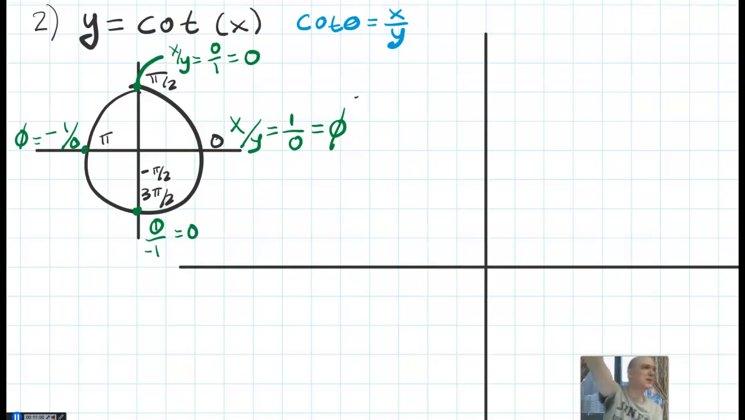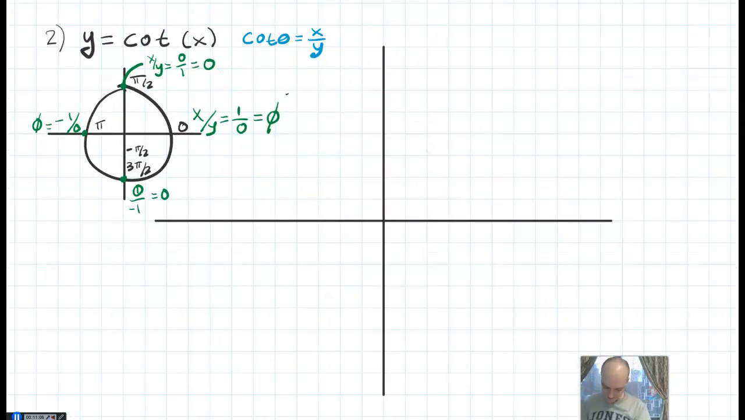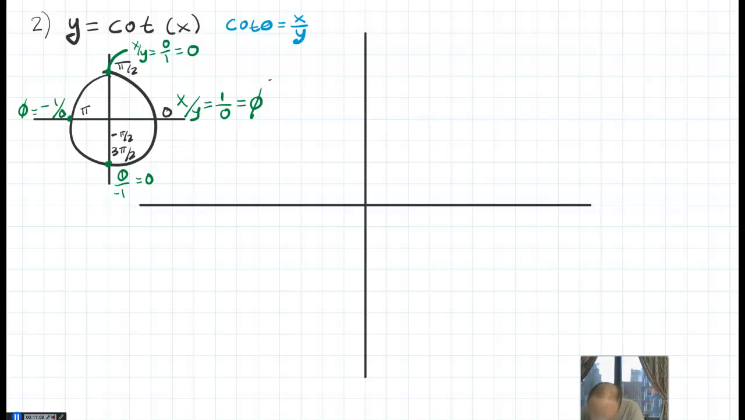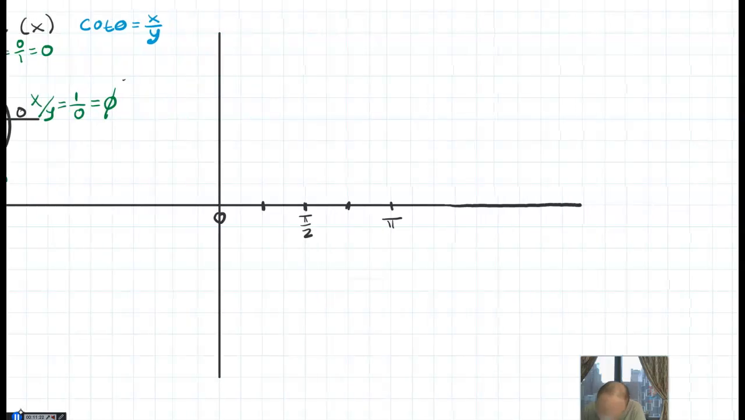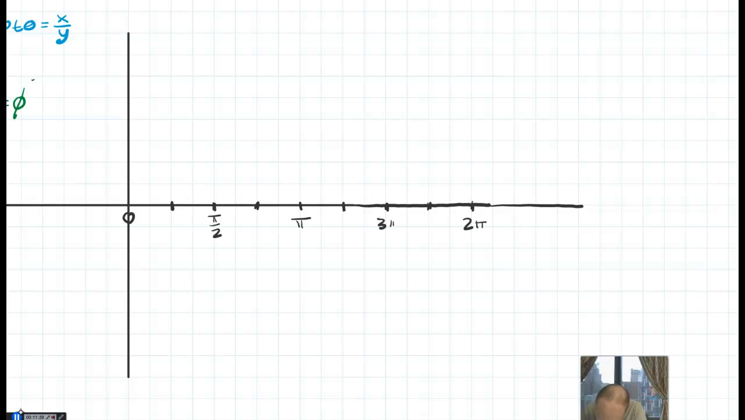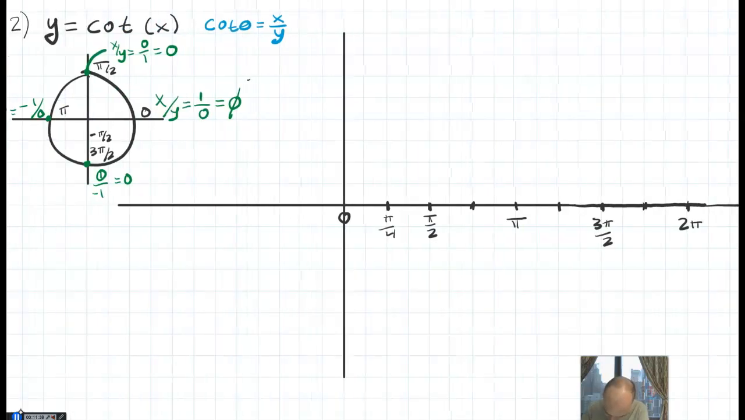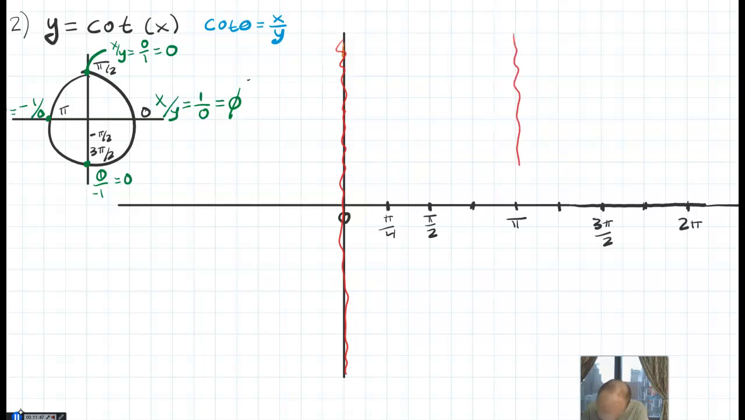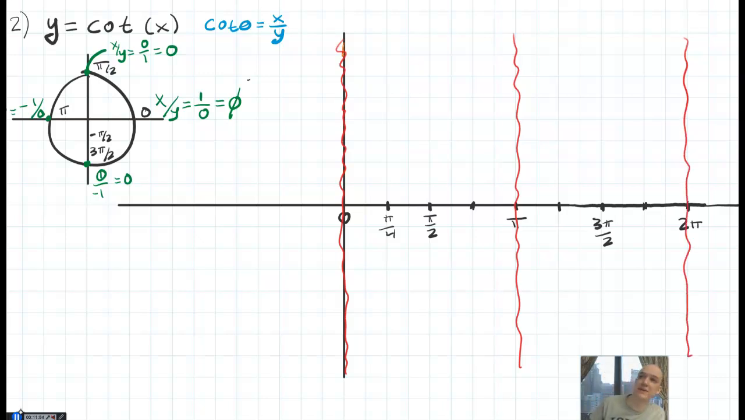Now, we could go ahead and plot the asymptotes and zeros of our graph. Actually, let's go ahead and plot them right now. So we'll go 0. Extend my axis all the way out to 2 pi over here. So the undefined values happen at 0, pi, and 2 pi. I'm going to do a squiggly line for my asymptotes this time. All right, so we have 0, pi, and 2 pi.